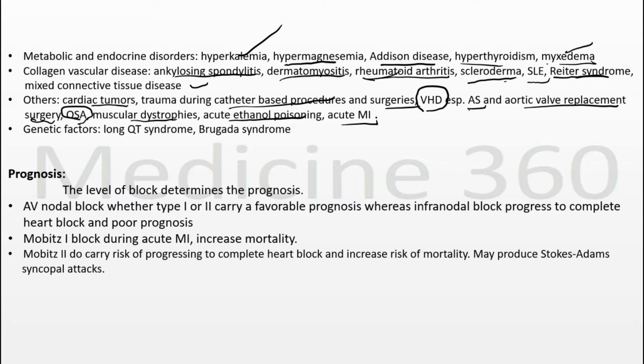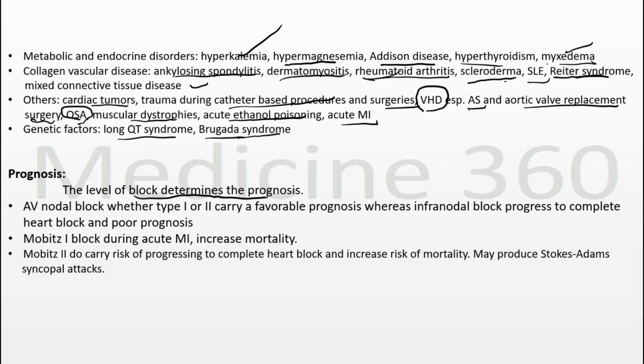Then there are genetic factors, for example long QT syndrome and Brugada syndrome, which are ion channelopathies and can cause heart blocks. Now we discuss the prognosis of second degree heart block, and the level of the block determines the prognosis. It means that if the block is in the AV node, then the prognosis will be better, and if it is inferior to the AV node, infranodal, present in the His bundle or Purkinje system, the prognosis will be poor.